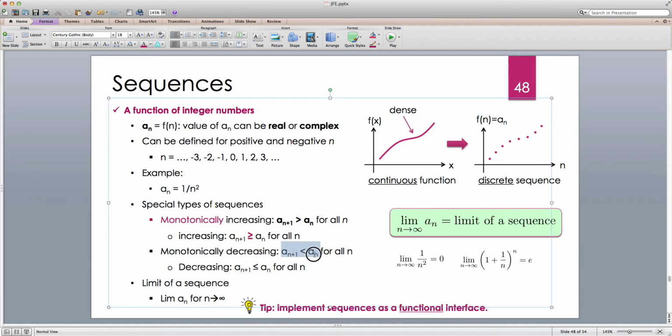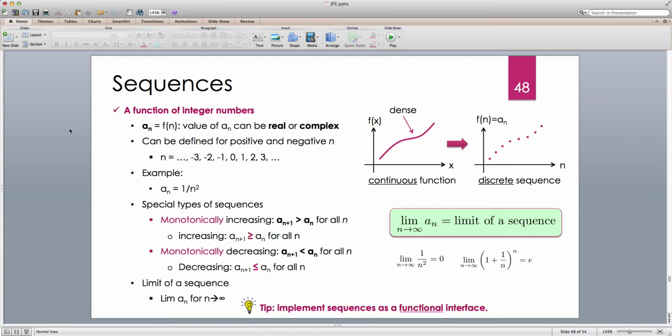Similarly, for decreasing sequences, if for all n, at each given n, the next term is less than the current term, then it's a monotonically decreasing function or sequence. If the next term is less than or equal, then it's just a decreasing function.